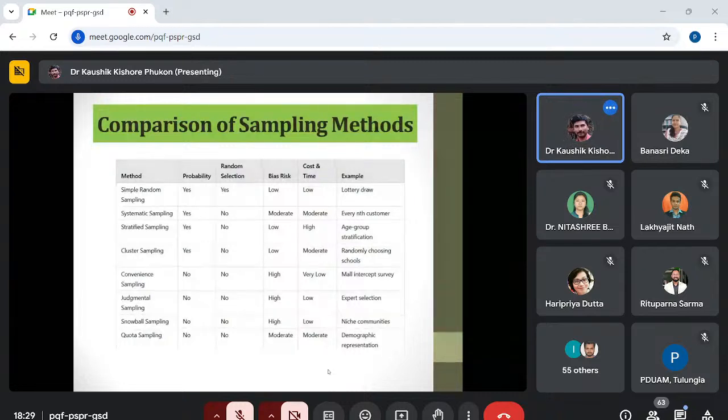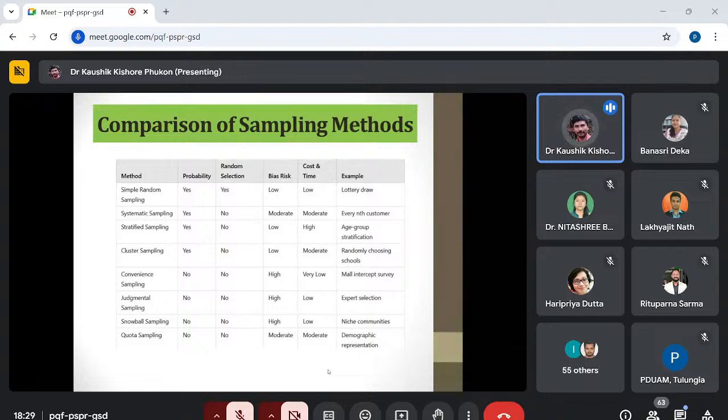Here I am showing a comparison of sampling methods. 4 parameters I have given: probability, random selection, bias risk, cost, and time. As you can see, the first 4 are random sampling, then the next 4 are non-random sampling. Random selection is yes only in case of simple random sampling.